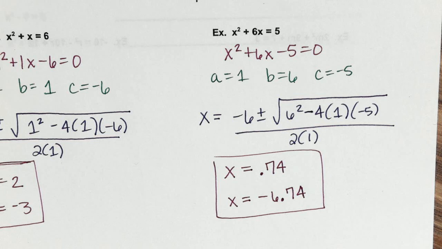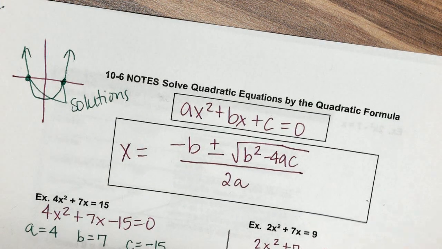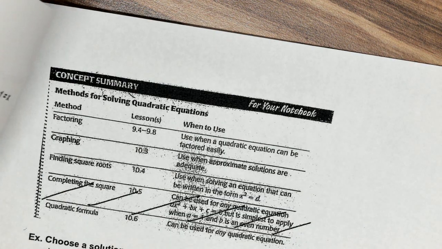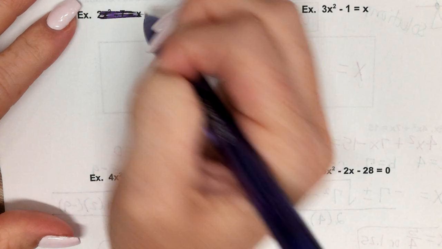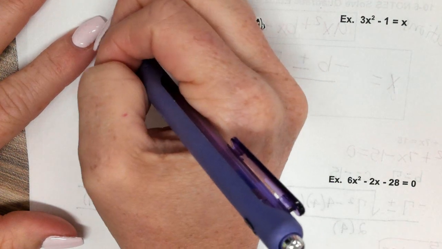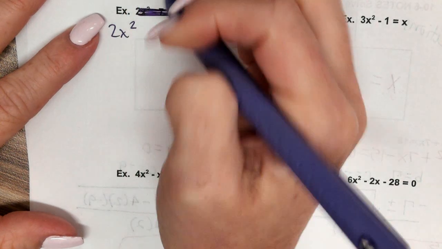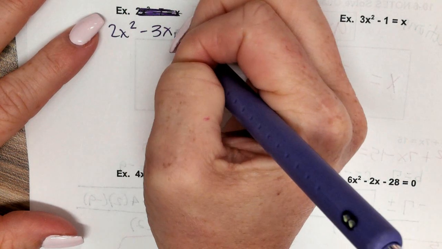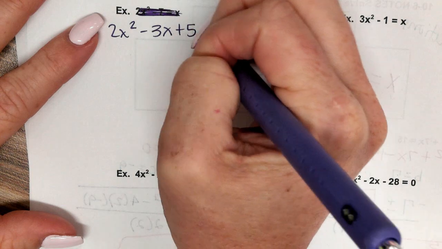We're going to do one on the back, and I'm going to show you what happens when we have this kind of problem. Actually, let's just make up our own. I don't know which one would work. So let's just cross this out. We're going to do our own problem: 2x squared minus 3x plus 5 equals 0.